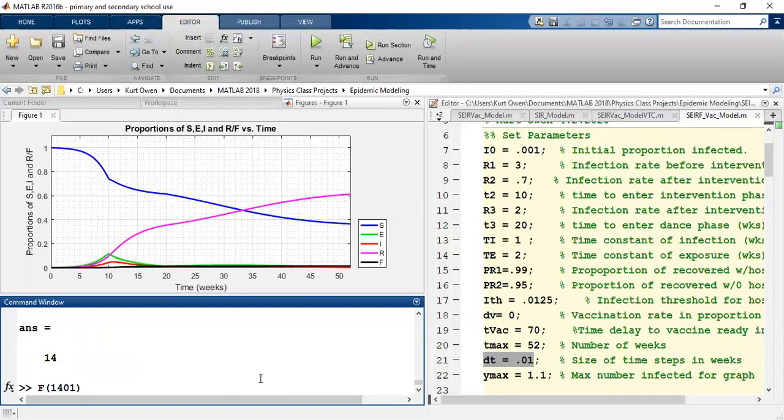So we just type in F of 1,401, and we get a number. Clearly, we haven't had 0.0087 fatalities. That'll be one finger of one person or something like that. That's a proportion of the population. So what we should bear in mind is that the population of New Jersey is 9 million, roughly. So that would be 9 times 10 to the 6.